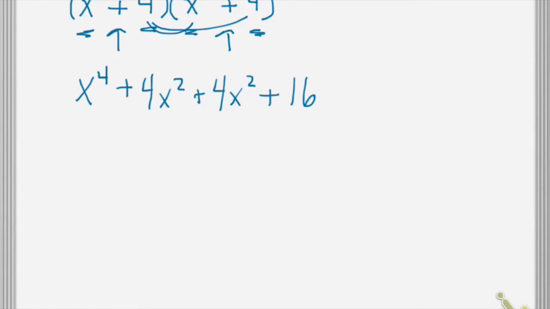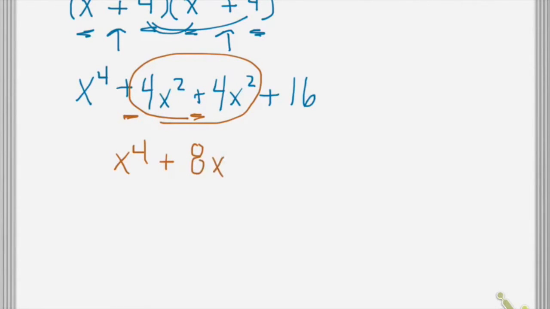Now when we don't have opposite signs, these middle terms don't cancel out. They're both positive. And so we get x to the fourth plus 8x squared plus 16. That is not a difference of squares because we don't have opposite signs, and so that middle term needs to be there.